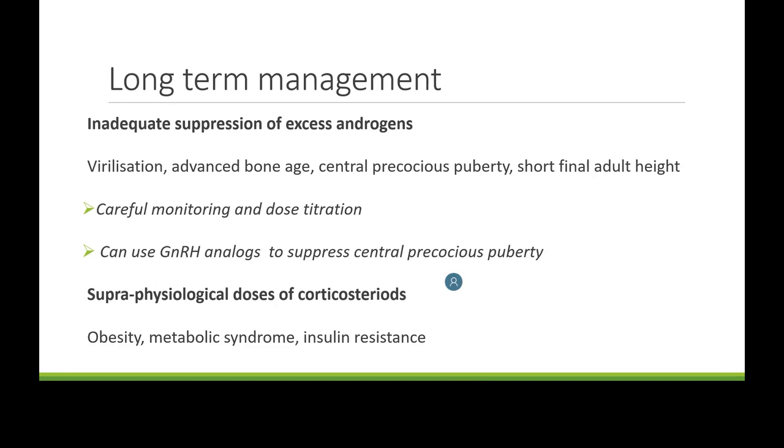I remember there was one boy who presented at 4 years, but his bone age was 8 years, and he started puberty a few months later. So we are suppressing him with GnRH analogs. So those things can happen, especially in simple virilizers.